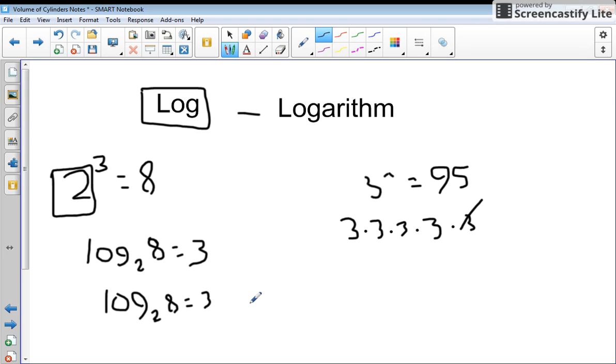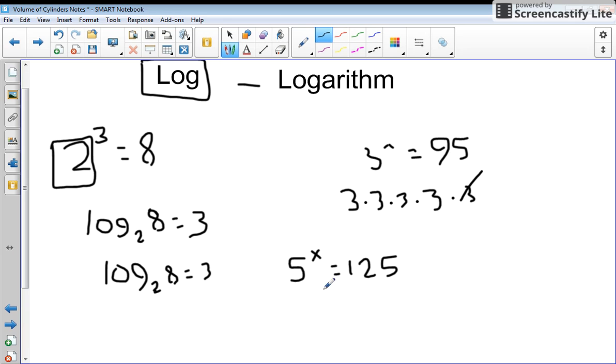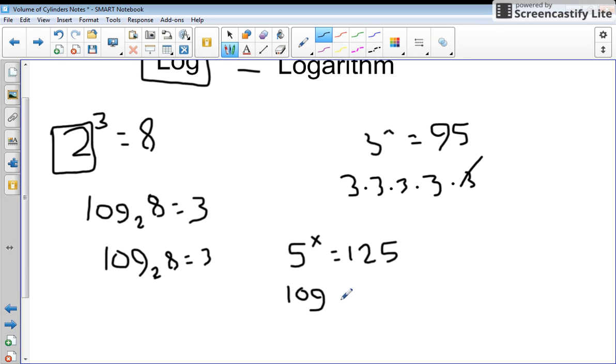So what the heck is that useful for? Well, what if you had this situation right here? What if I wanted to know 5 to the what power is equal to 125? Again, guessing and checking is fine, but with a logarithm, we take the log of the base. What's our base here in this problem? You should say 5. And then this is the tricky part.